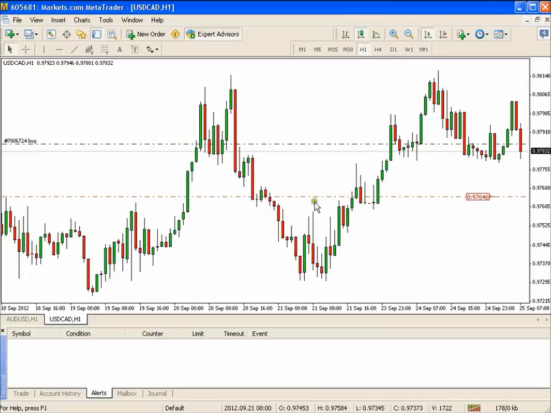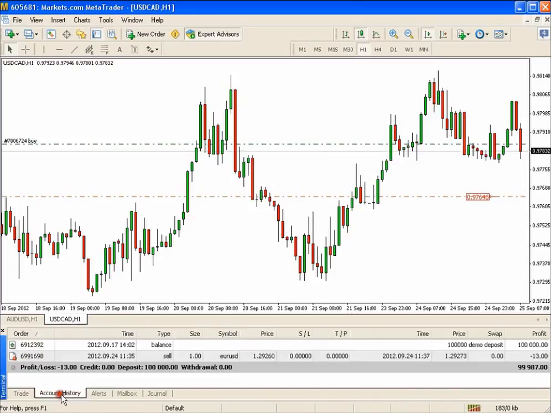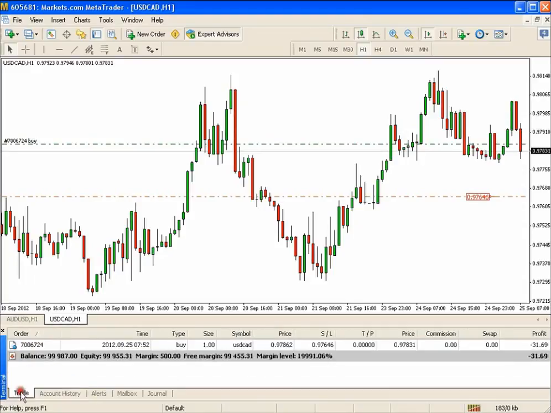See here we've got our trade entry, which is in green, and we've got our stop loss. So if the market comes down and hits this value, it'll exit our trade. Now, at the bottom here, remember we have our terminal window, account history. These are old trades that you've had before, and if you click on trade, this will show the current trades that you're in.